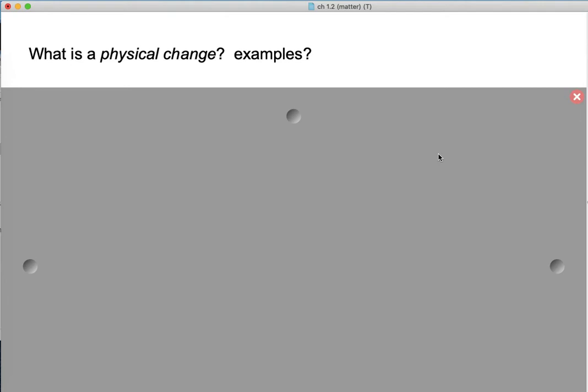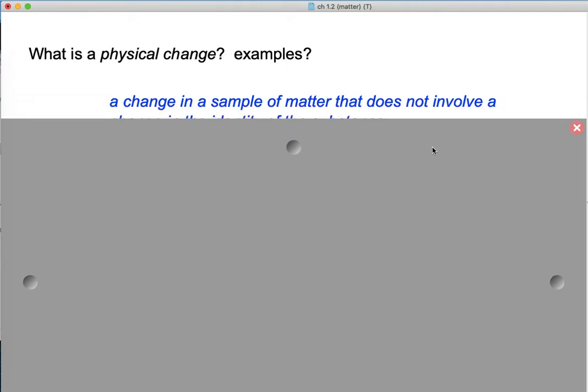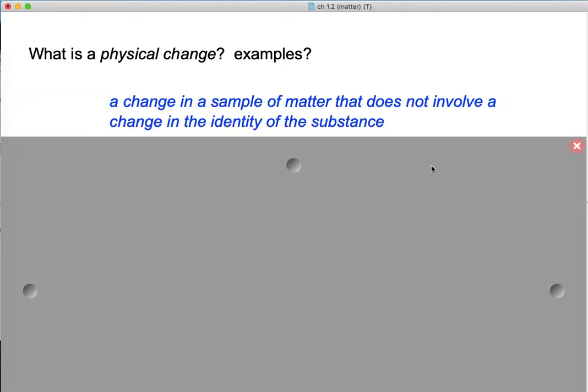Let's talk about changes, and we're going to distinguish between physical changes and chemical changes. A physical change is a change in a sample of matter that does not involve a change in the identity of the substance. If I carry out a physical change, I'm not turning it into something else. I'm simply changing the shape or the structure.